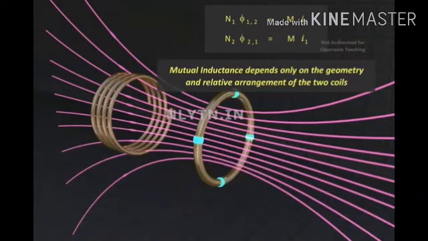And mutual inductance just depends on the geometry and relative arrangement of the two components involved. So we can write the induced EMF in each coil due to the change in current in other coil by these equations.